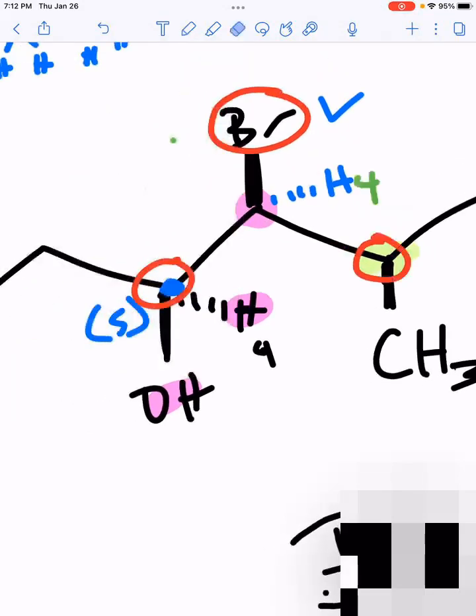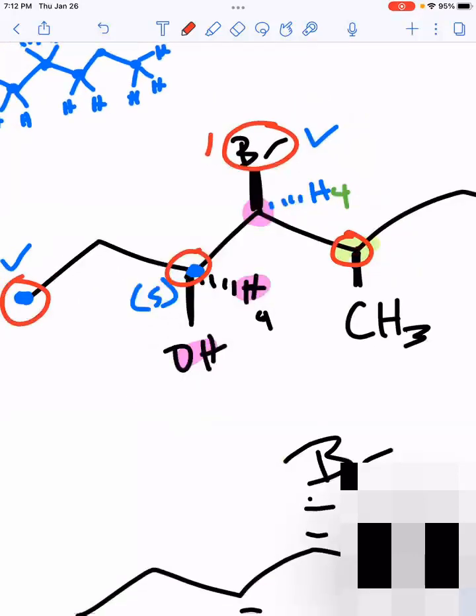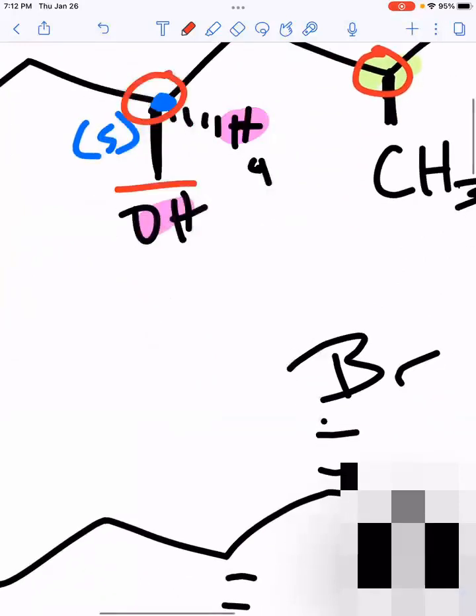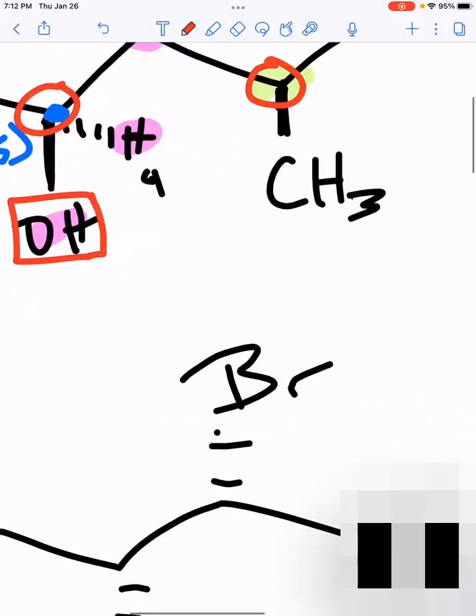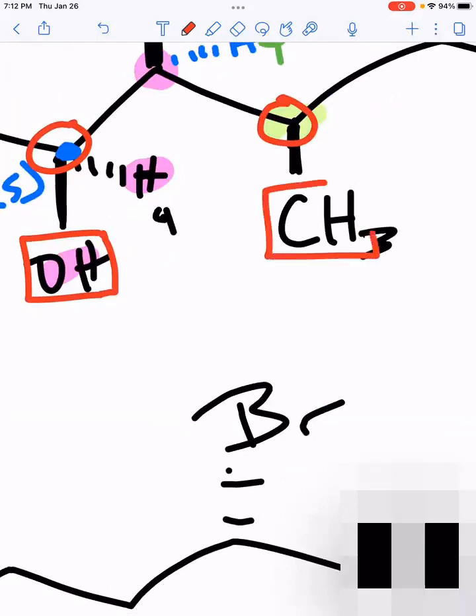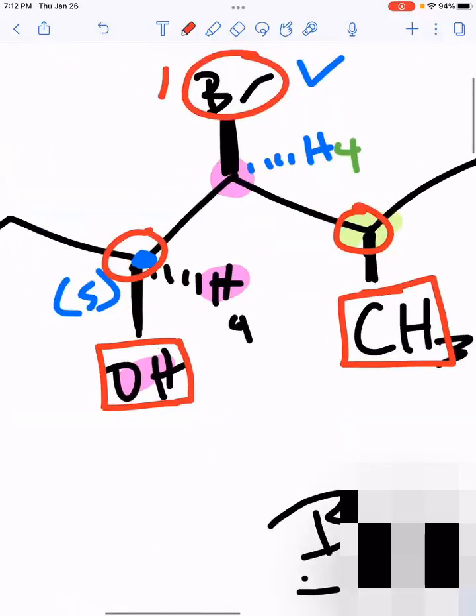And we know that bromine is going to be higher in priority than the two carbons because it has an atomic mass of 79, right? Both of those carbons have the same atomic mass, so we need to go to the next atom. Over here, this carbon is bound to a hydroxyl. And on the right side, it's bound to a CH3. So oxygen is higher in priority than carbon. So this carbon over here is going to be two, and then that will make this three. Does that make sense?